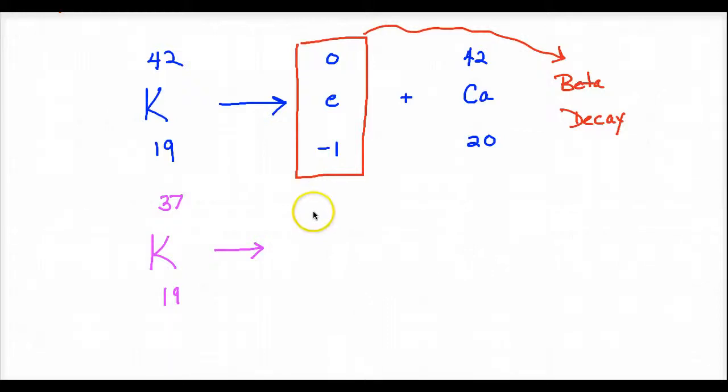So we write this positron particle, 0, e plus 1. Very strange. It's an electron with a positive 1 charge. We'll talk about that in a second. And using our nuclear equations and our conservation of mass and charge, 0 plus 37 is 37.